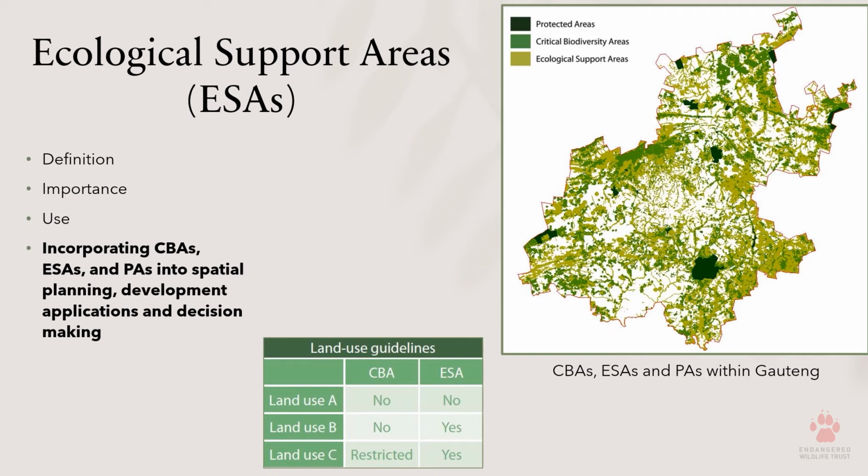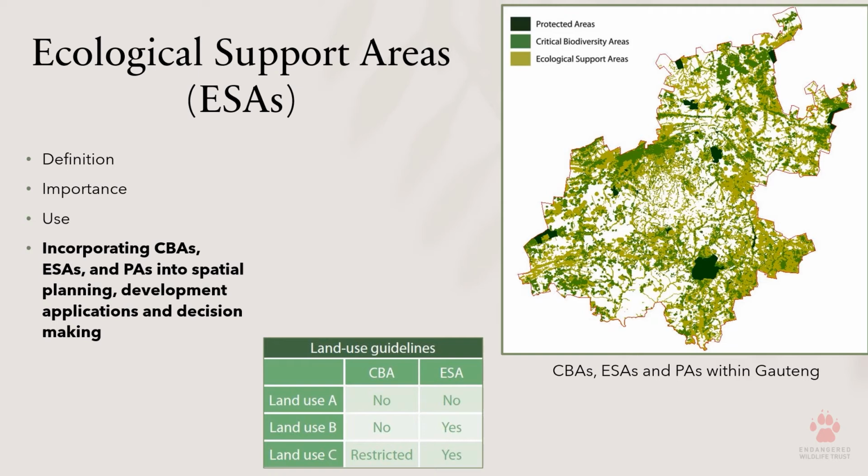The maps, like the one shown here for Gauteng, include land use guidelines and give details about which land uses and activities are appropriate in each map category. The land use guidelines are usually shown in a table that lists all the possible land uses and then indicates whether it's yes, no, or restricted for each land use in each CBA map category.